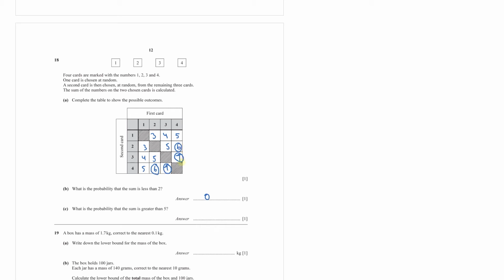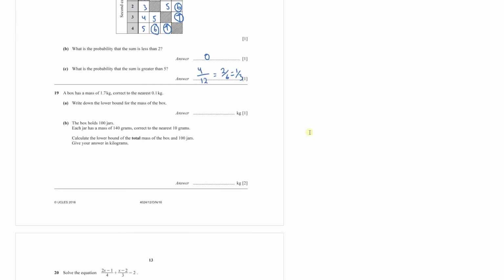And what are the total number of possible outcomes? 1, 2, 3, 4, 5, 6, 7, 8, 9, 10, 11, 12. So total outcomes are 12, and out of the 12, there are 4 outcomes where the sum is greater than 5. So your answer is 4 by 12. You can also simplify it to 2 by 6. In fact, 1 by 3. This is an equal sign here.